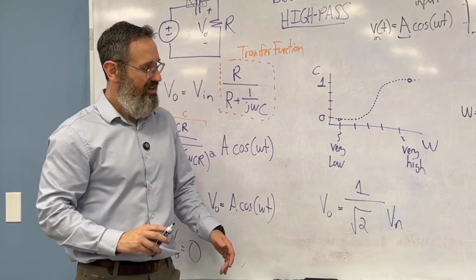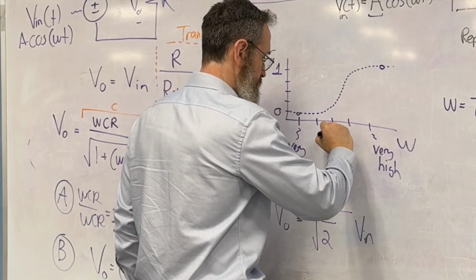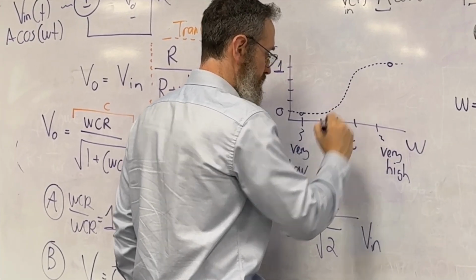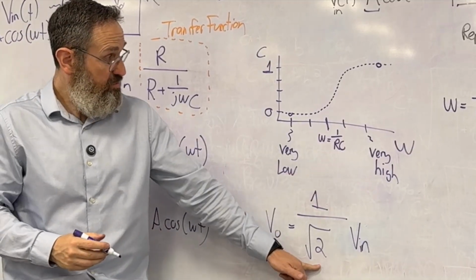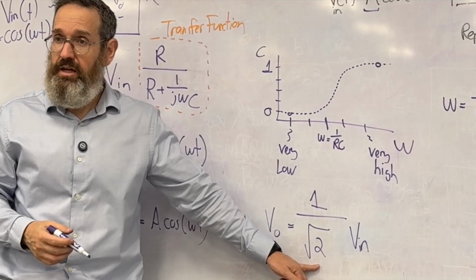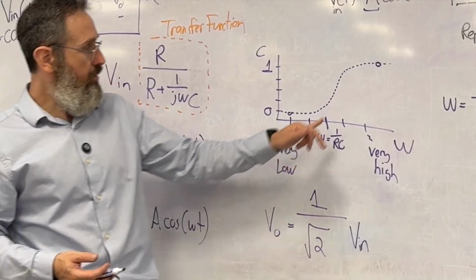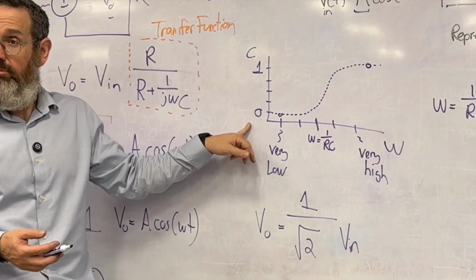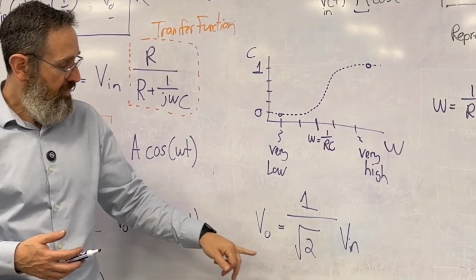What am I saying here? I'm saying that if it just so happened that the frequency was 1 over RC, that's this point right here. If it just so happened, then this would be the value of the gain. And what is this? It's not 1, it's not 0. It's like a middle number. It's somewhere in the middle.